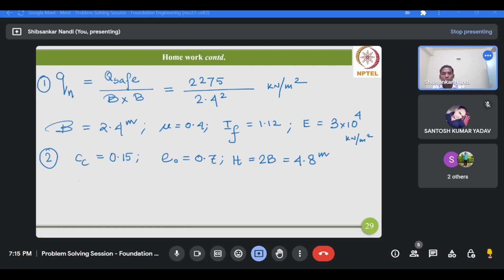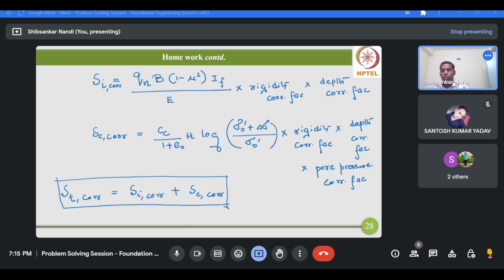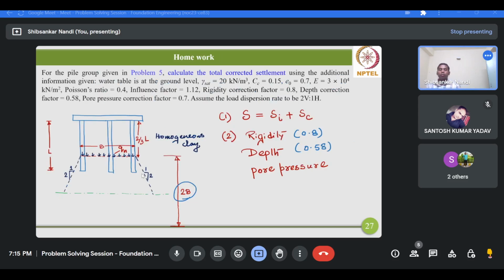Now another 2 parameters we should also know, that is the initial effective overburden pressure at the center of this 2B stratum and the delta sigma prime. So this sigma 0 prime we can easily calculate because we know the saturated unit weight of the soil, and we know the unit weight of the water, we can take it as 10 kN per meter cube. Therefore we can easily calculate the submerged unit weight of the soil, which will be 20 minus 10, that is 10 kN per meter cube.